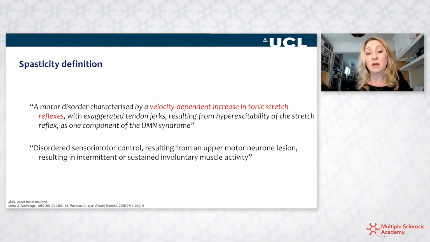And for me, the velocity dependent component is the really important feature to this. So when you start moving somebody's limb slowly, you might feel a little bit of resistance, but when you move it more quickly, then the resistance increases. And that tells you there's a neural component that can be modulated through pharmacological means.